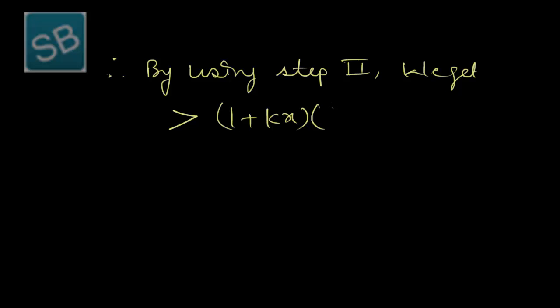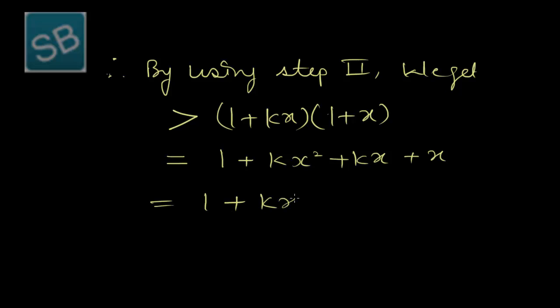Therefore, by using step 2 in step 3, we get this is greater than (1 + kx) into (1 + x). So we multiply these two terms. So we will write here equal to, not greater than, because this step is not greater than this step. This step is equal to, because we are solving this step. You have to understand this. So it becomes 1 + kx^2 + x + kx. So we get these steps, and 1 + kx^2, from this we will get (k + 1)x.